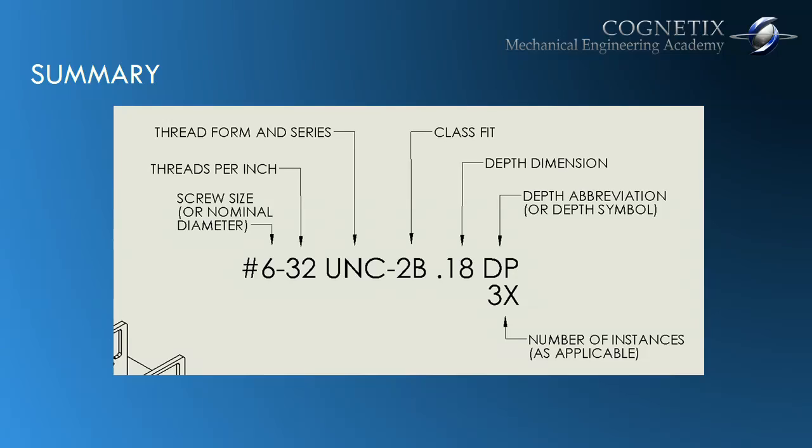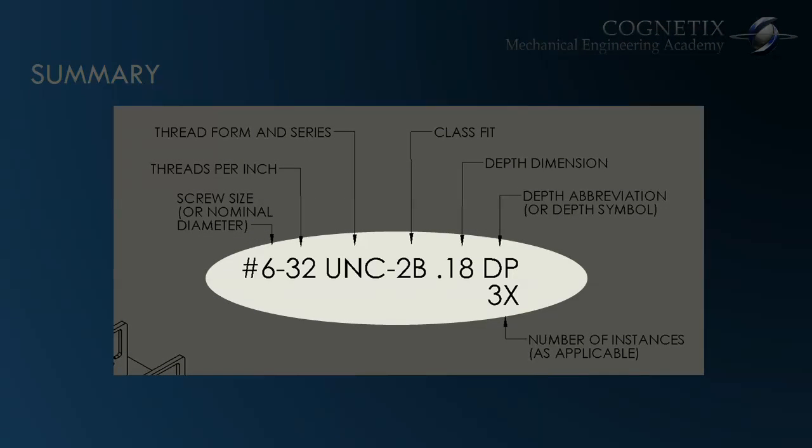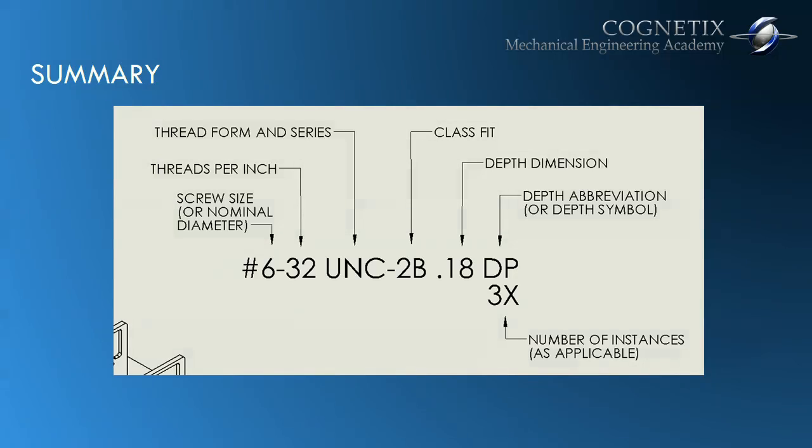In summary, we now know that to fully define a threaded feature on an engineering drawing, we list the screw size or nominal diameter, we list the pitch, we list the thread form and the series along with the class fit, the depth or length of the threaded feature, and a symbol to go along with that, as well as the number of instances of that threaded feature. Great! That concludes our video tutorial on how to specify screw threads on engineering drawings based on the Unified Inch Screw Thread Standard.